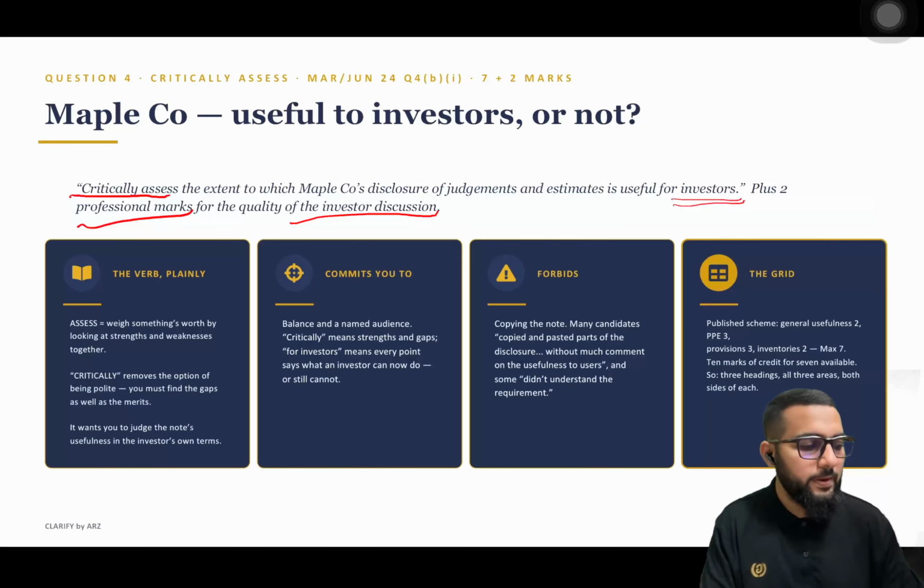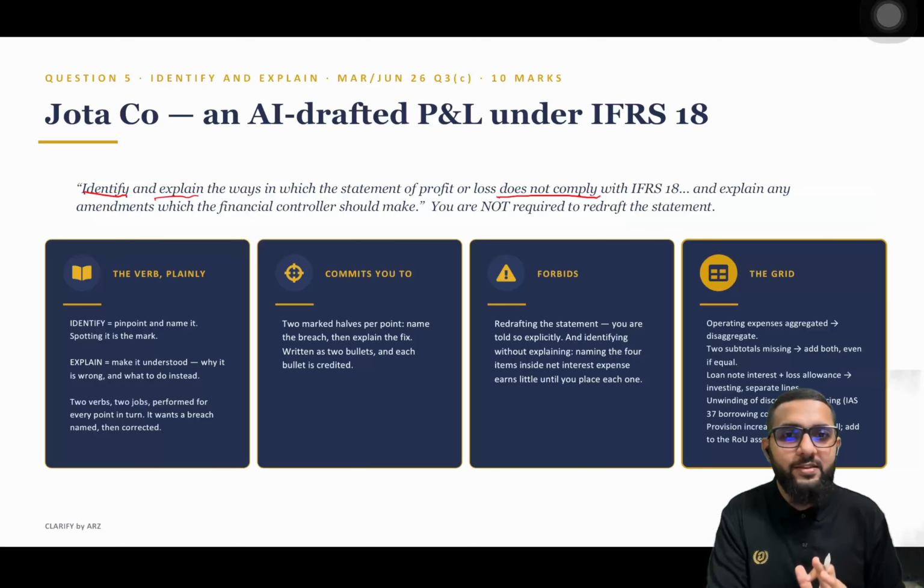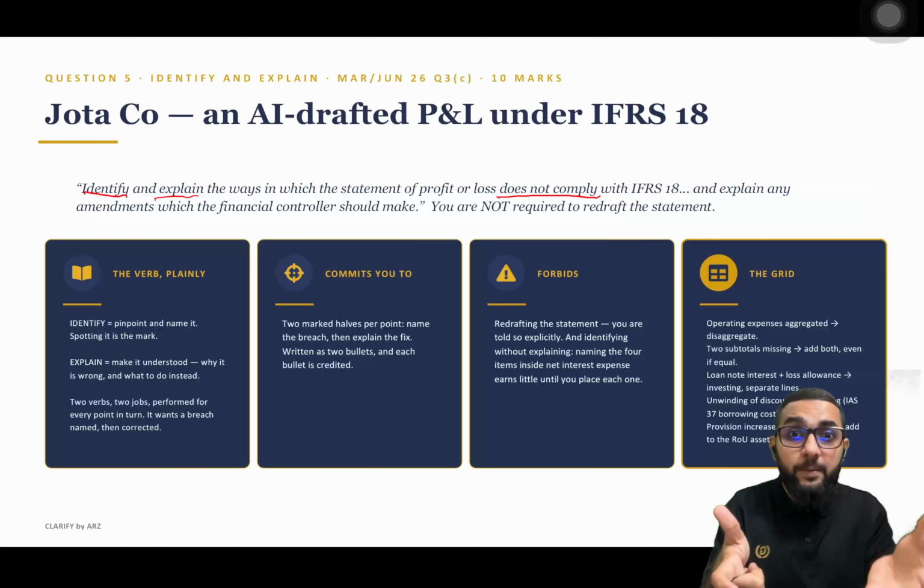Then comes the fifth question. Identify and explain the ways in which the statement of profit or loss does not comply with IFRS 18. Now again, they are saying the ways in which profit or loss does not comply. They're not asking you to look at the areas that comply. Rather, identify the areas that do not comply and explain why they do not comply.